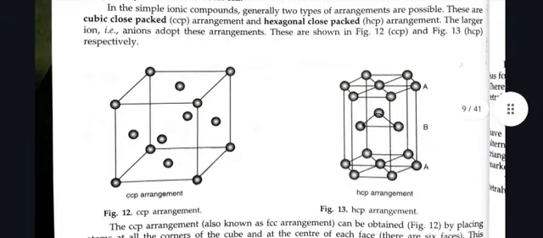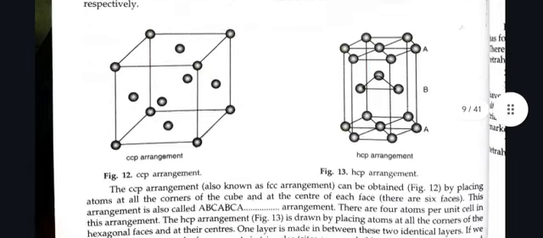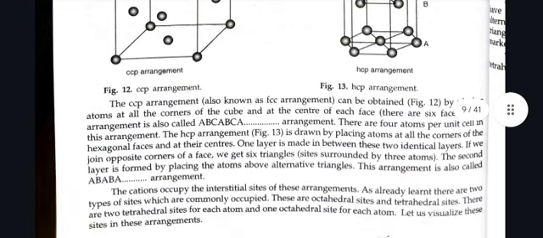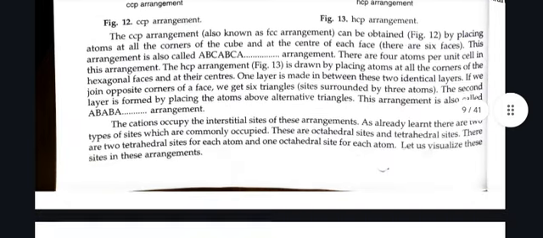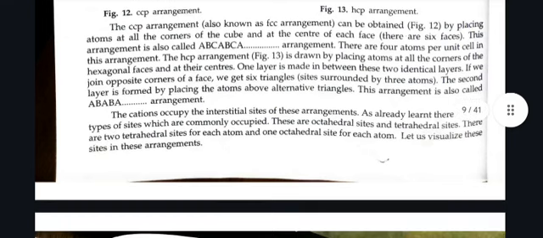These are cubic close packing, CCP, arrangement and hexagonal close packing, HCP, arrangement. The larger ions, that is anions, adopt these arrangements. These are shown in figure 12, CCP, and in figure 13, HCP. The CCP arrangement, also known as FCC arrangement, can be obtained by placing atoms at all the corners of the cube and in the center of each face. There are 6 faces. This arrangement is also called ABC type arrangement. There are 4 atoms per unit cell in this arrangement.